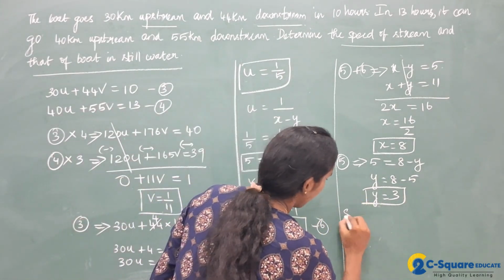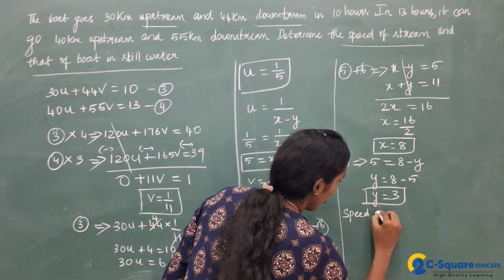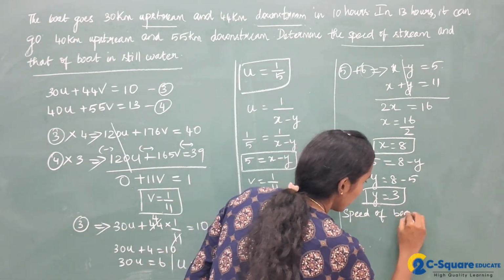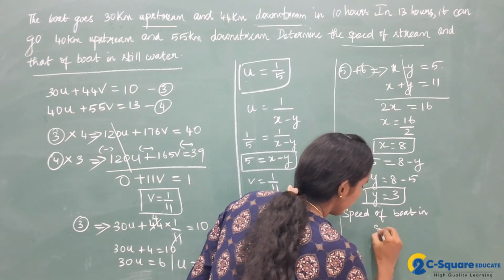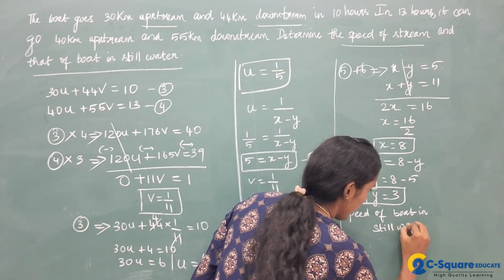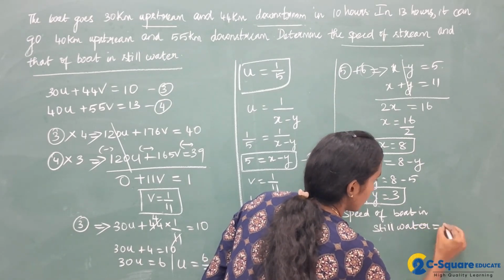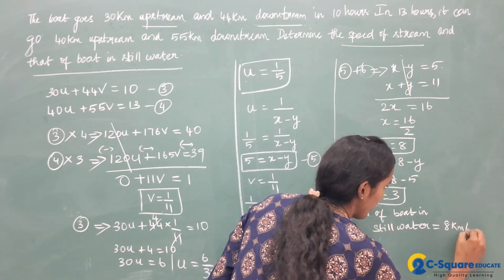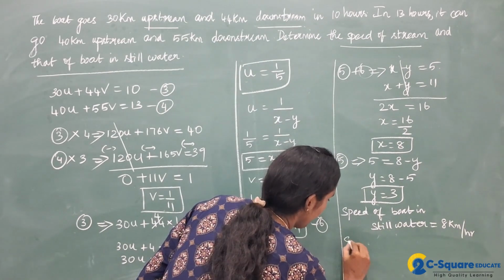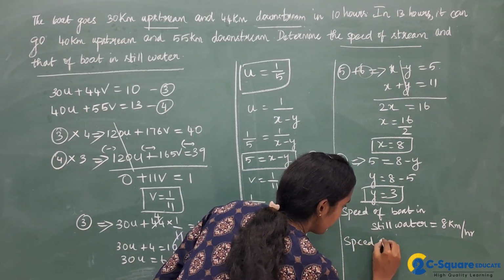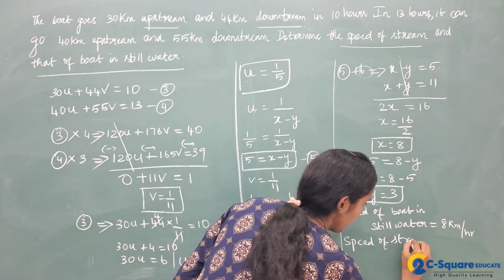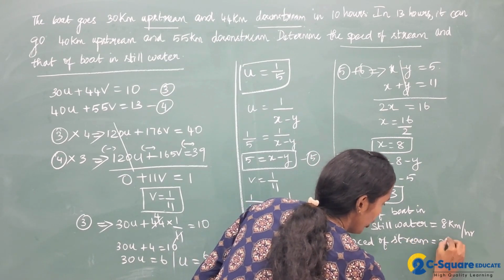So let's write the final statement. Speed of boat in still water is 8 km per hour and speed of stream is 3 km per hour.